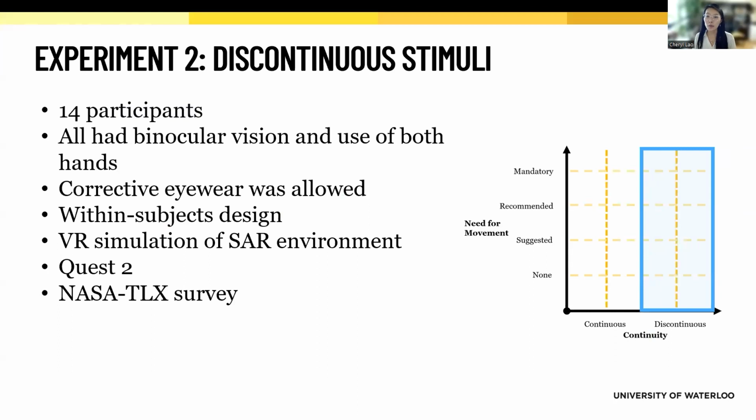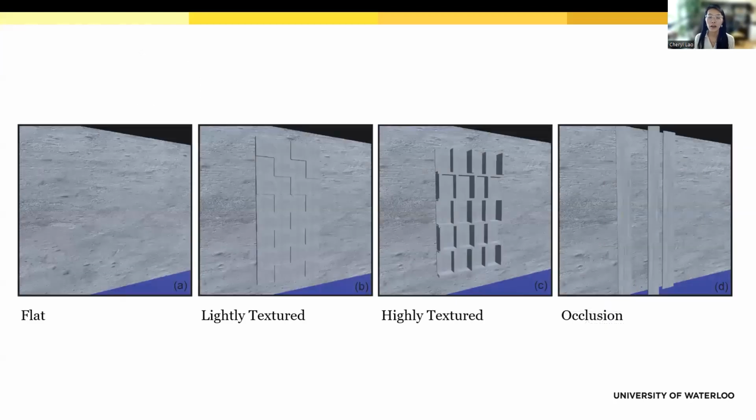The design of the second experiment was essentially the same as the previous experiment, except for the surfaces, which were discontinuous stimuli. So we wanted to cover the other half of the design space. So here are the 4 surfaces. We have the flat wall for control condition, the lightly textured wall, which creates mild discontinuities, the highly textured wall, which creates more dramatic discontinuities at different depths, and finally the occlusion wall, which completely occludes part of the image at some angles. If you think back to the previous experiment and that textured wall, the difference here is that there are more discontinuities at a wider range of viewing angles.